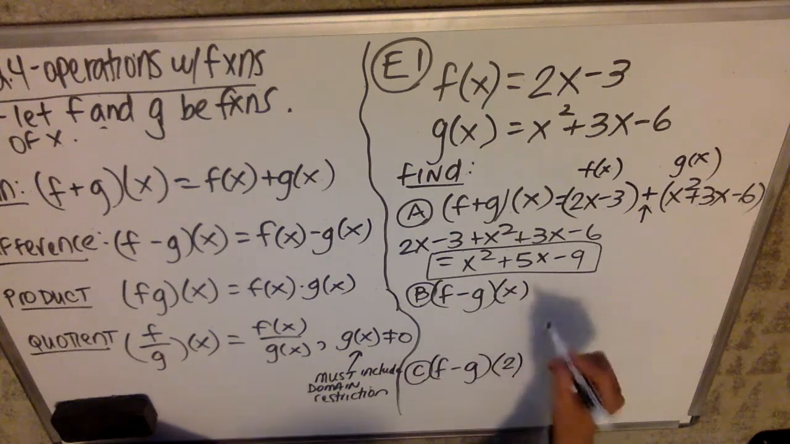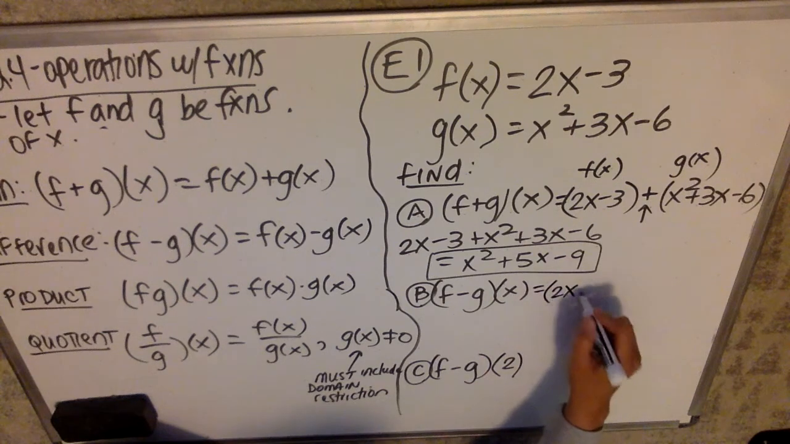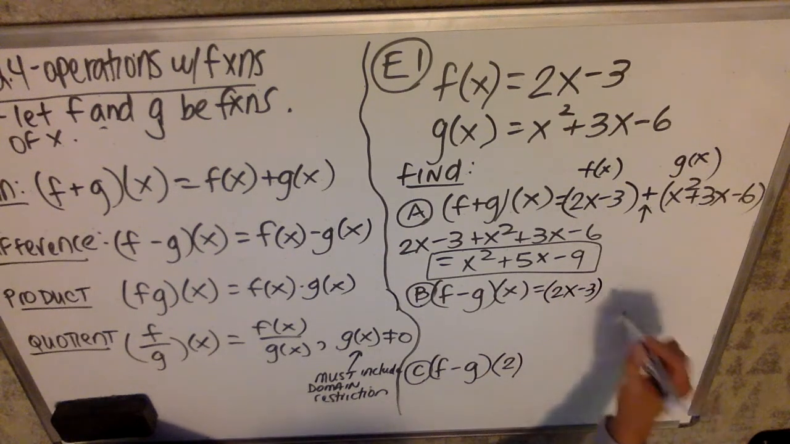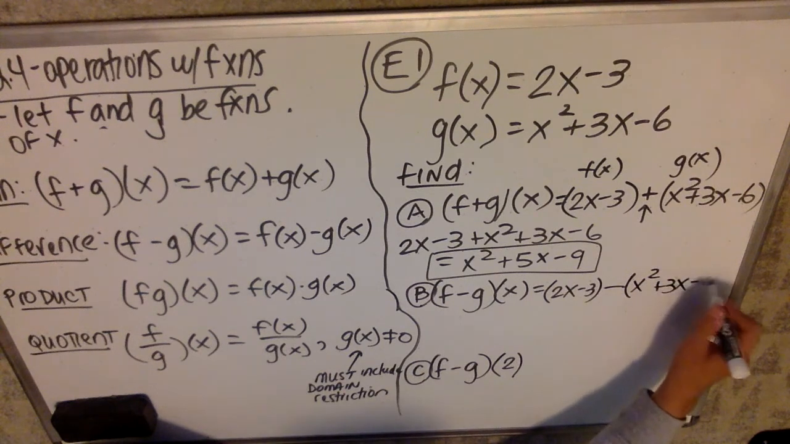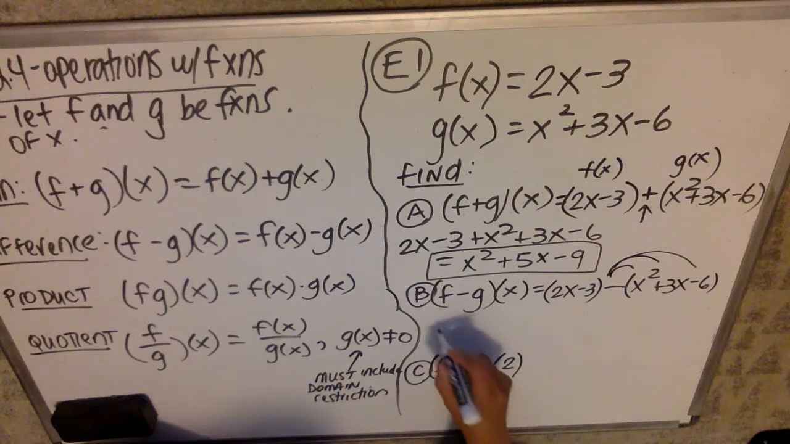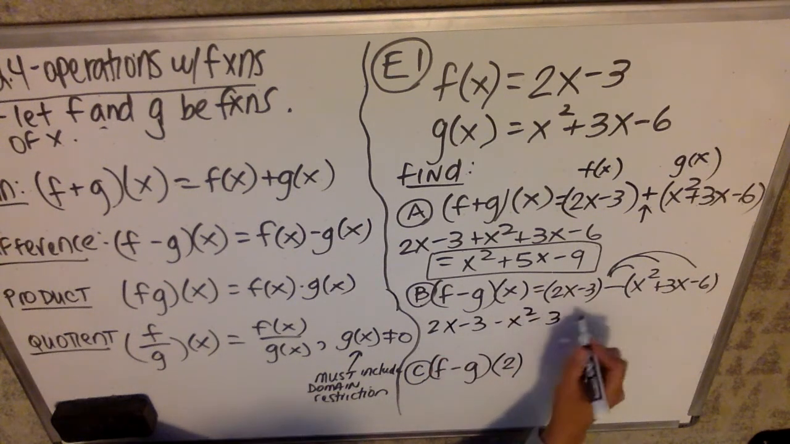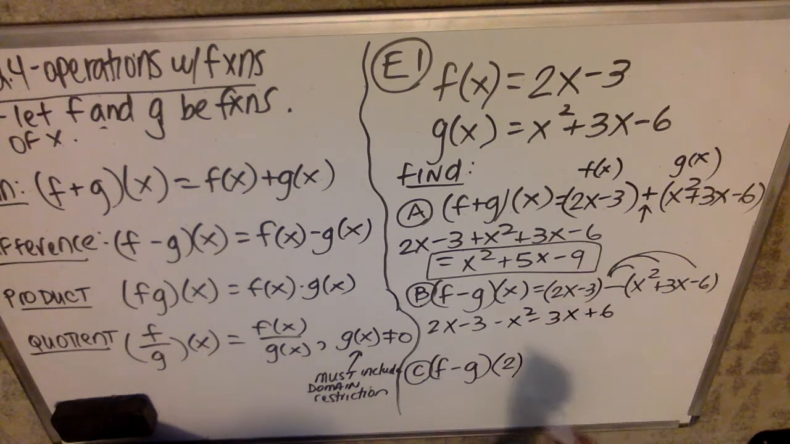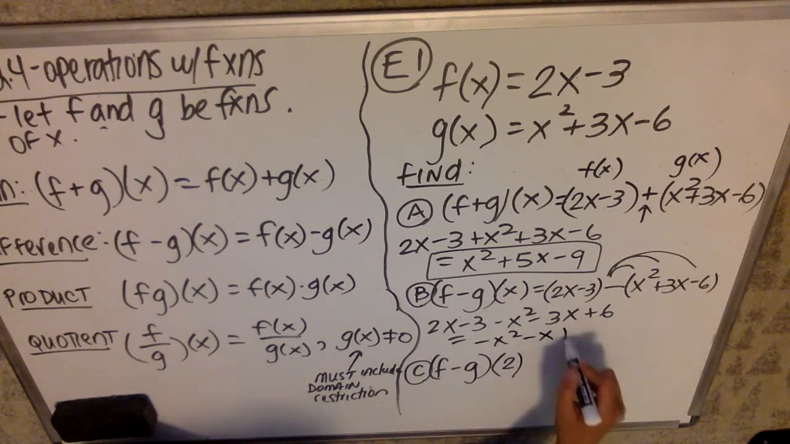F minus g of x is the same concept, except I'm going to have to watch out for that negative, because I'm going to have f of x, which is 2x minus 3, minus g of x. So that negative is going to get distributed, right? So now if you don't need these parentheses because you want to just distribute the negative as you write it down, if you want to jump right to this step, you can, but I'm going to warn you that that's probably not the smartest move, right? It's probably better to show a step of work here. If I do that, I get a negative x squared, and I get a minus x and a plus 3.